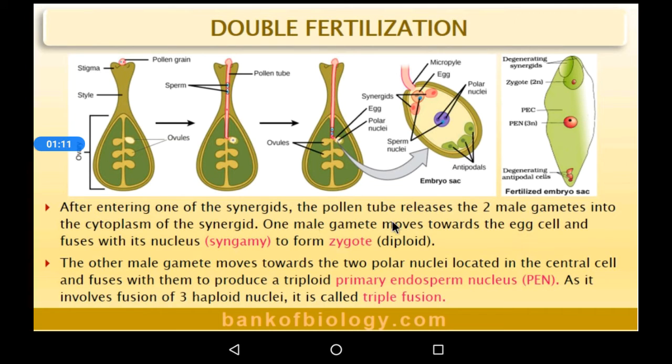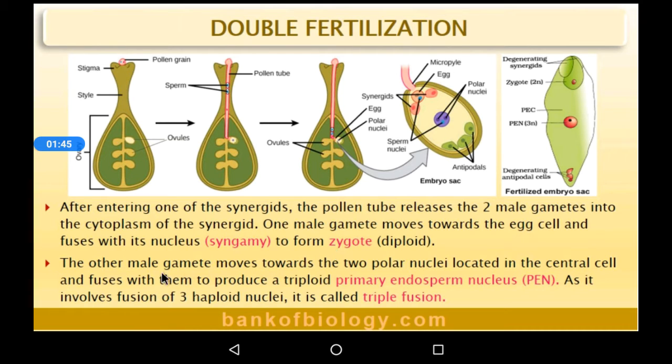One male gamete moves towards the egg cell and fuses. That means syngamy, or fertilization, takes place, and they form the zygote. That is 2n, a diploid zygote. The remaining one male gamete is there, as well as the central cell which has two polar nuclei. So one male gamete fuses with the egg cell and forms a diploid zygote.